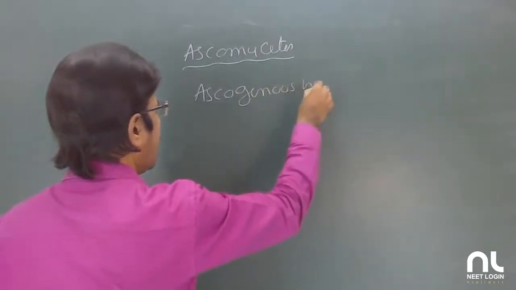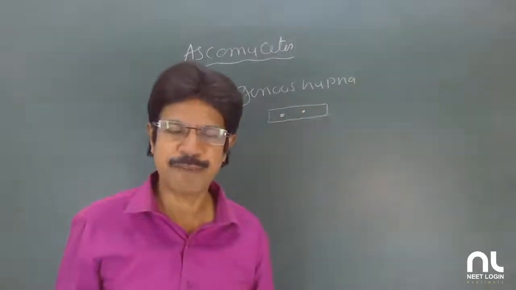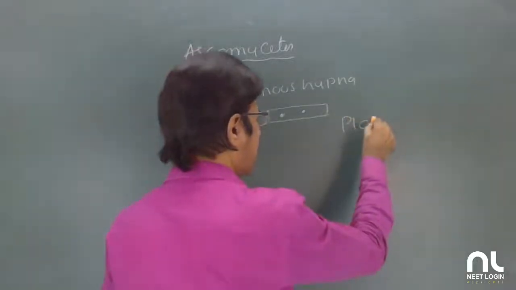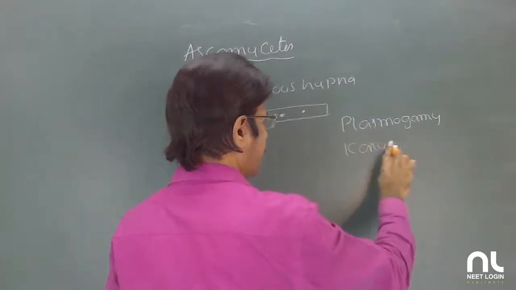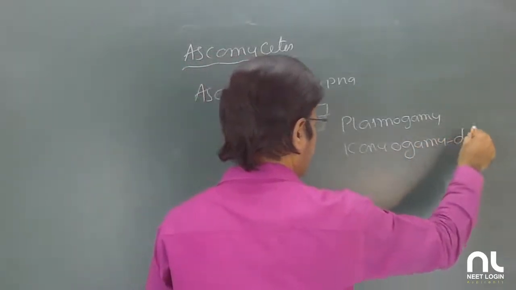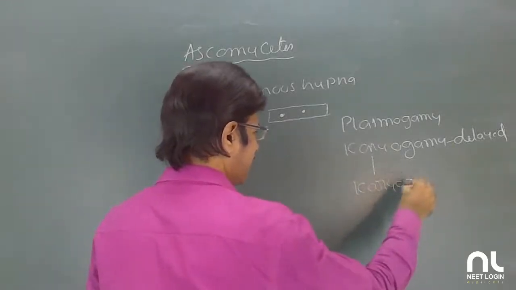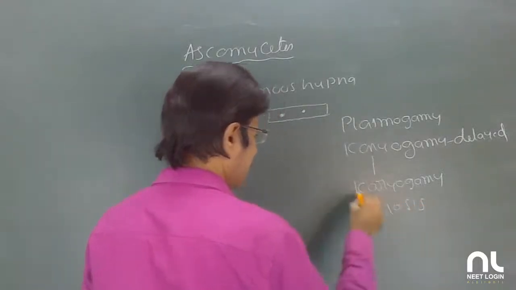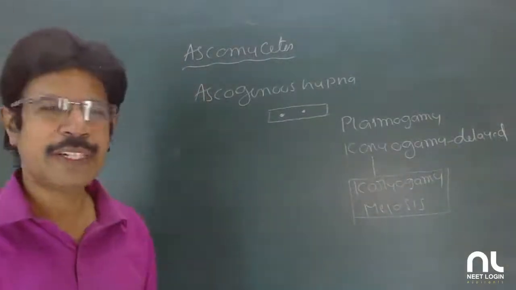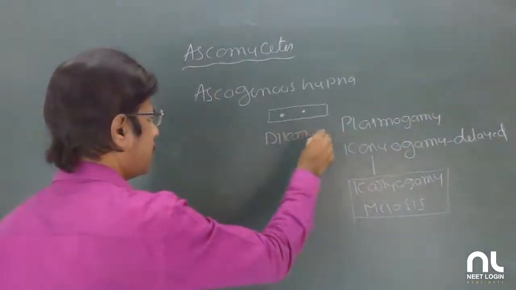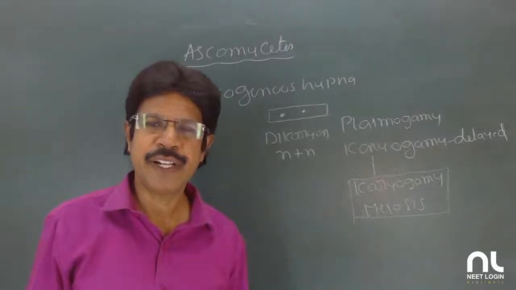Ascogenous hypha is formed. This ascogenous hypha is dikaryotic, binucleate, haploid. Here plasmogamy, that is somatogamy, occurs. And what is delayed? Karyogamy is delayed. When karyogamy occurs, it is immediately followed by meiosis. But what is delayed is karyogamy. This results in the dikaryon, the n plus n condition, but not 2n. That is the dikaryotic haploid mycelium.